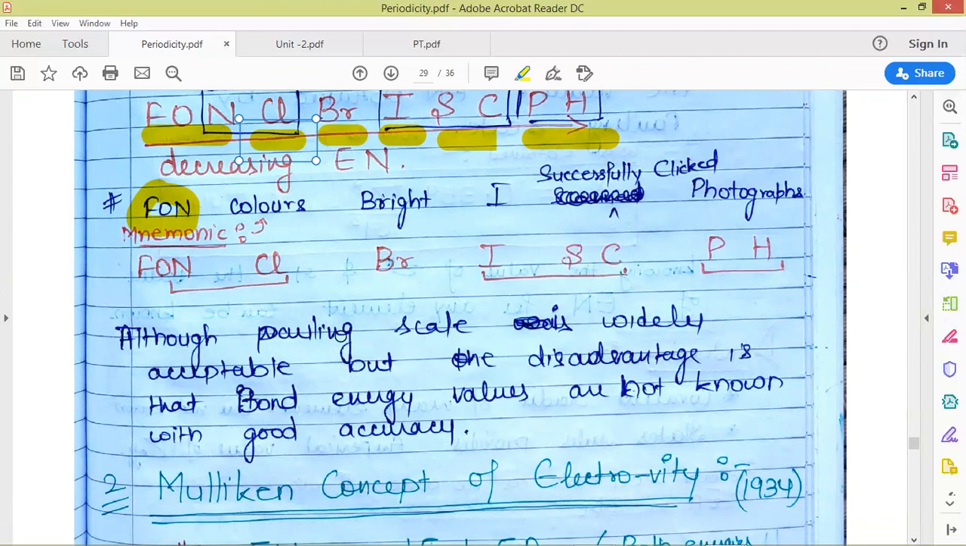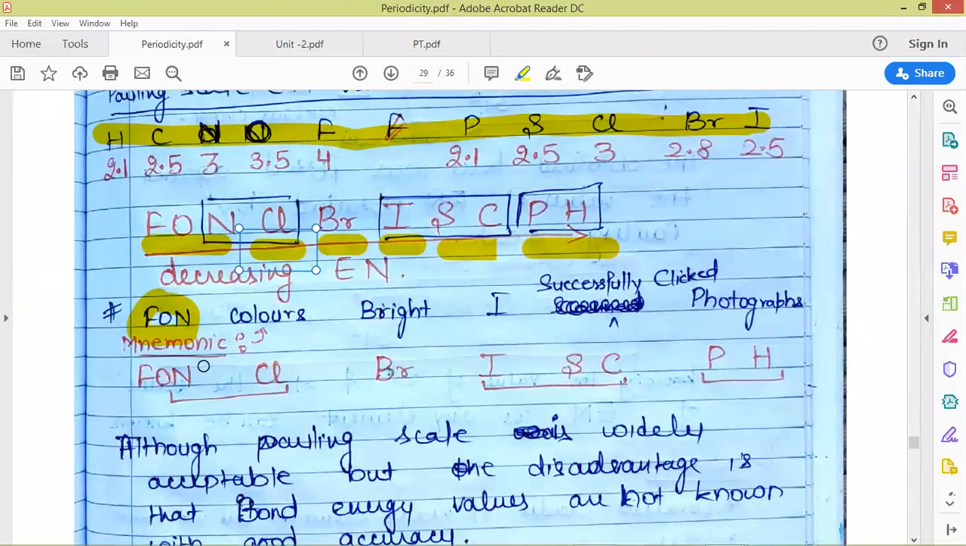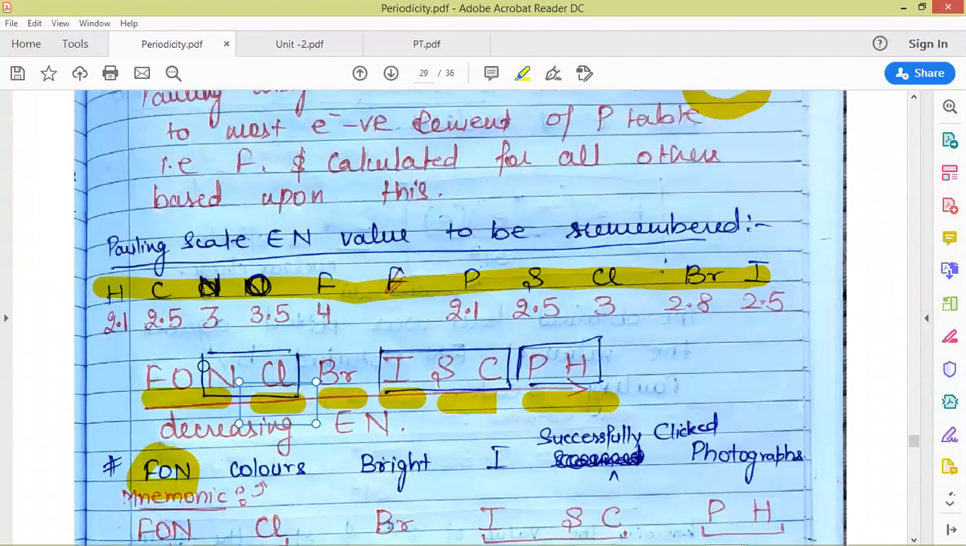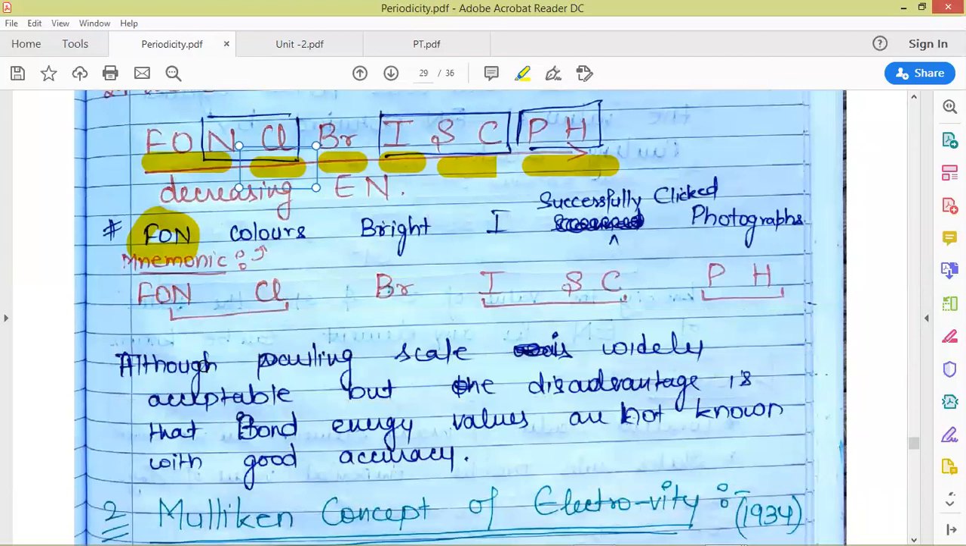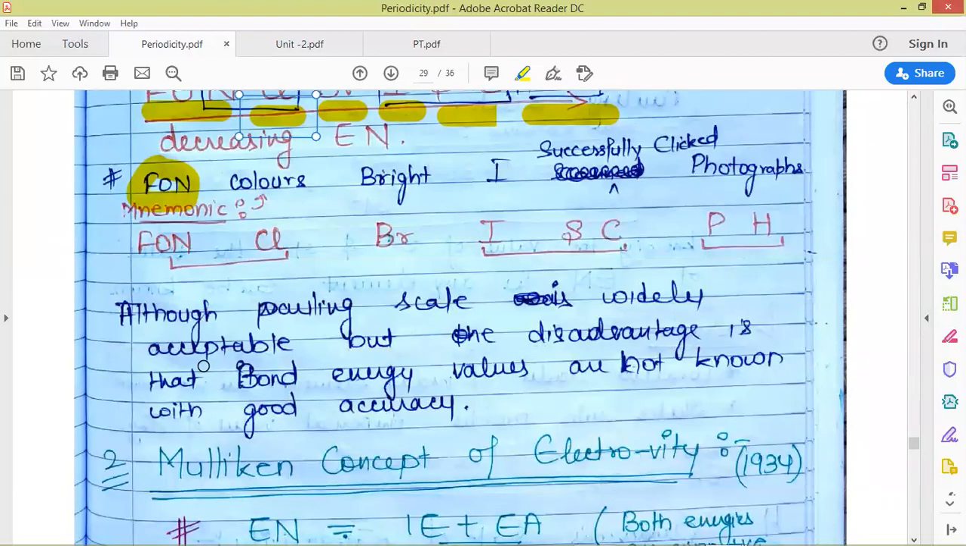So next is, although the Pauling scale is widely acceptable, the disadvantage of the Pauling scale was that this scale is based upon bond energies, and bond energies of many elements and compounds were not known with good accuracy. So scientists were continuously involved in generating different scales for the measurement of electronegativity.